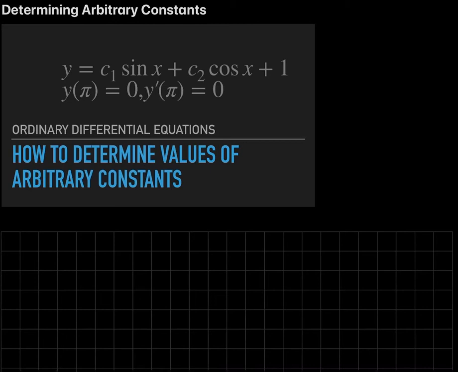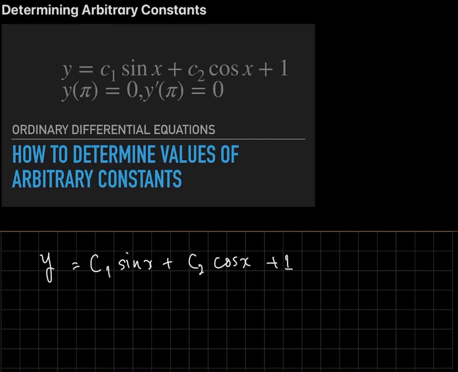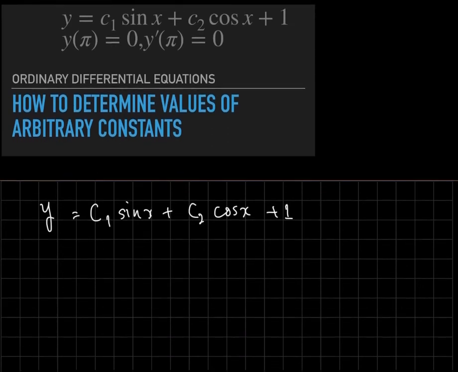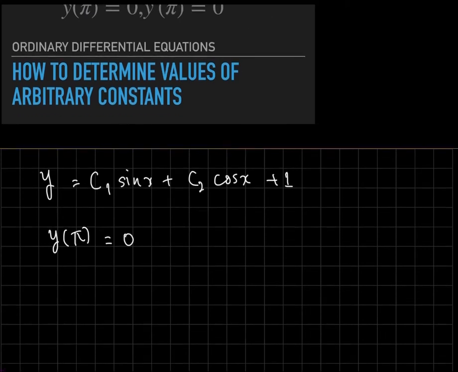So we are given the solution of a second order differential equation, and we know it's second order because there are two arbitrary constants, and we write that down here. It's y equals c sub 1 sine of x plus c sub 2 cosine of x plus 1. And we are also given two conditions. So that is y of pi equals 0, and the other one is y prime of pi equals 0.